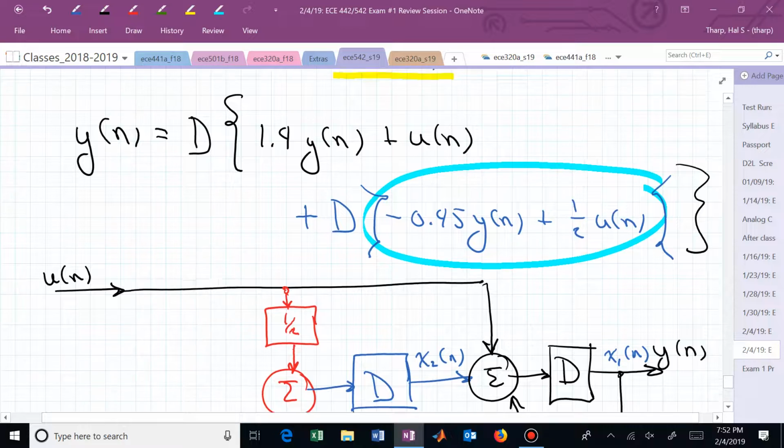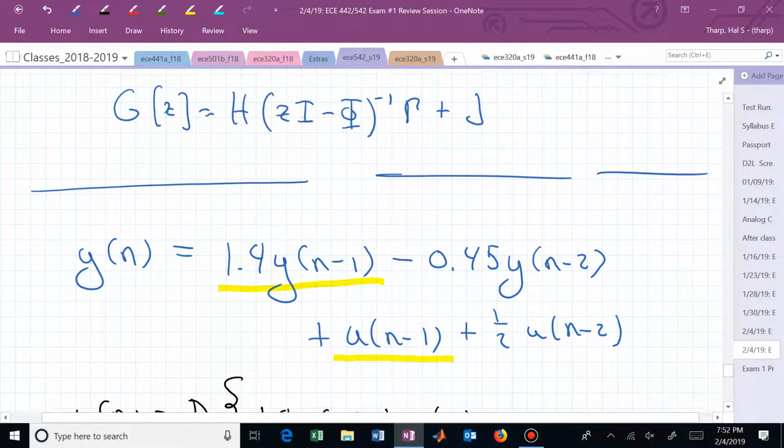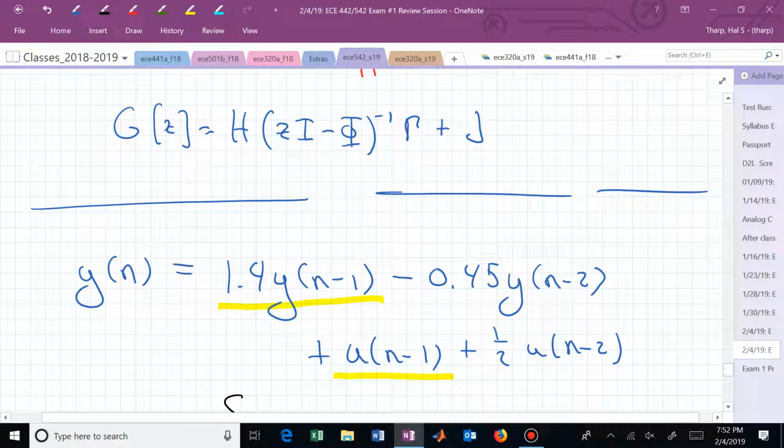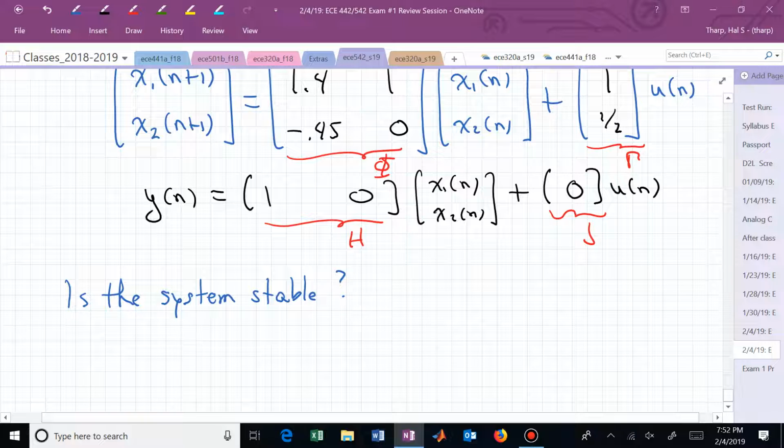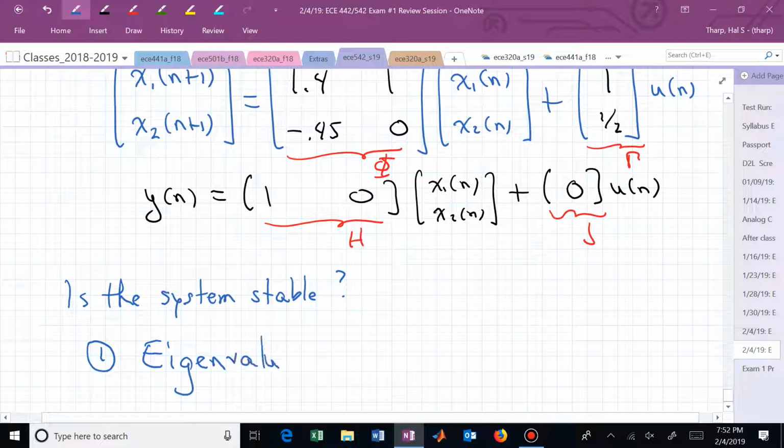Or now I might say, oh, here's a difference equation. Is that BIBO stable? You could z-transform this and find the characteristic equation, find its roots, and if they all have magnitudes less than 1, it is. If you now have this form, you could say, oh, the eigenvalues of phi will tell me whether or not my system is stable or not.